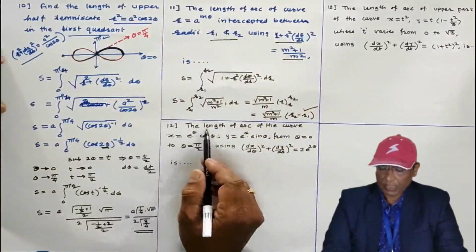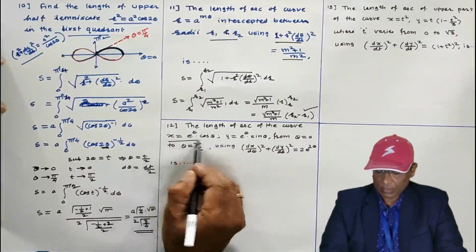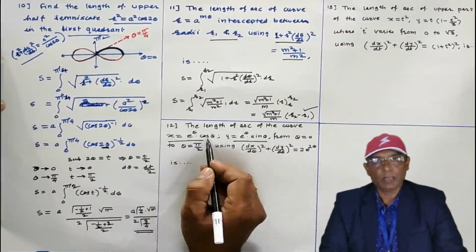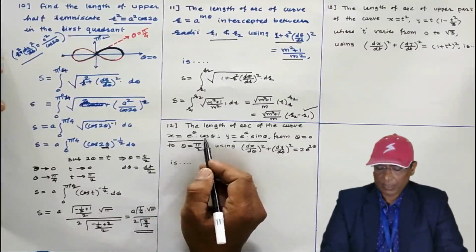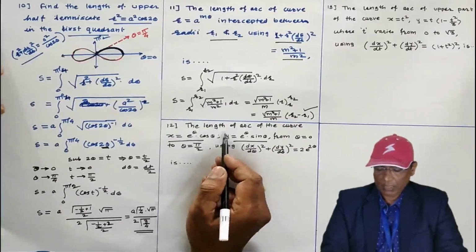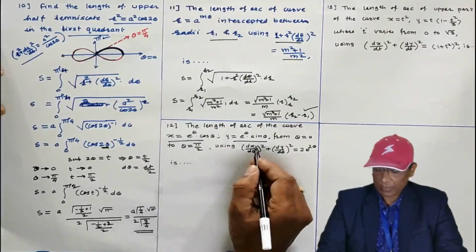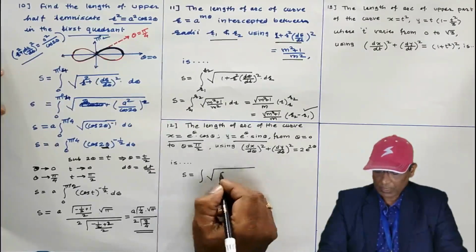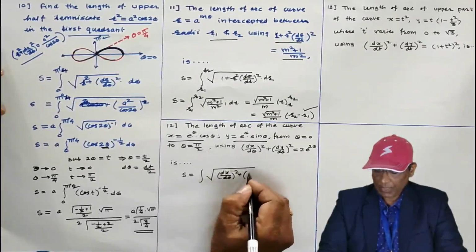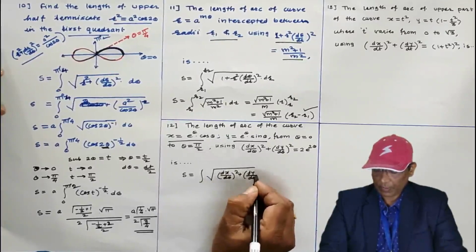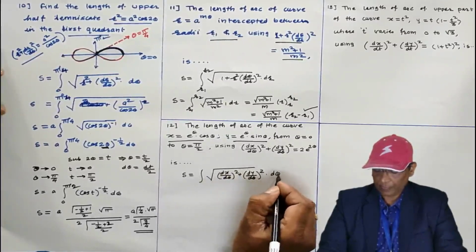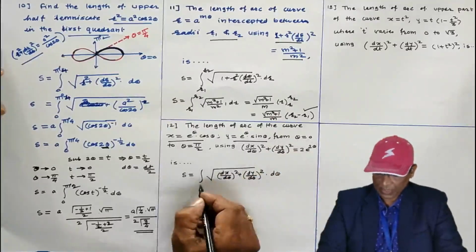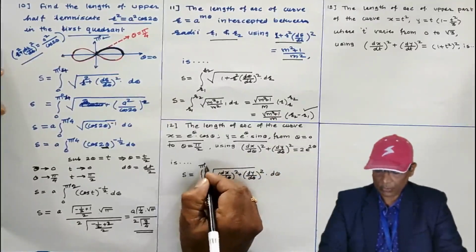Next one, the length of arc of the curve. Now these curves are parametric curves. x and y are given in terms of theta, and theta is a parameter. So in a parametric curve, what is the formula? The formula is the integral of the square root of (dx by d theta) square plus (dy by d theta) square, d theta. And here the limits of integral are the values of theta. It is already given to you, 0 to pi by 2.